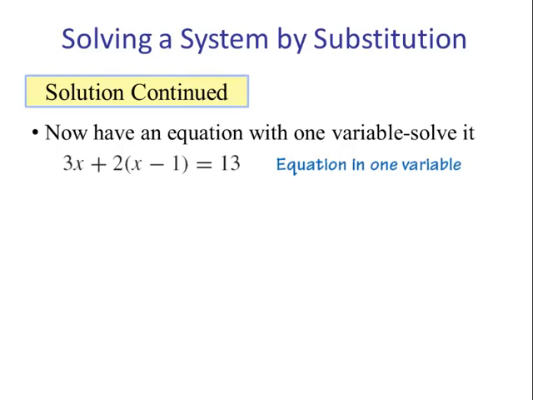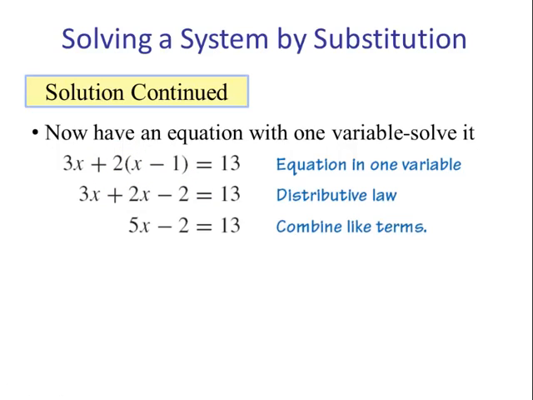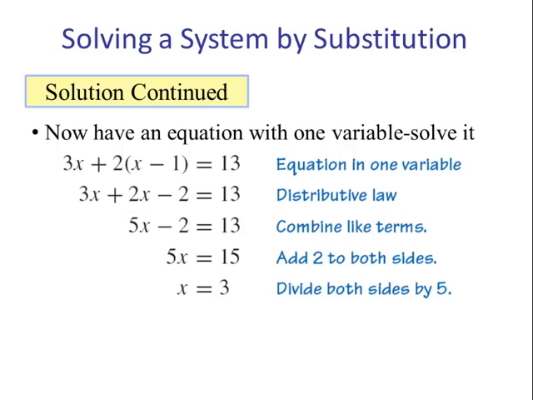So solving this equation, we first do the distributive property. So we're going to get 2x minus 2. Next, we combine like terms. So 3x plus 2x is 5x. So we're left with 5x minus 2 equals 13. To isolate the x, we add 2 to both sides, and we're left with 5x equals 15. And dividing by 5, we see that x is equal to 3.